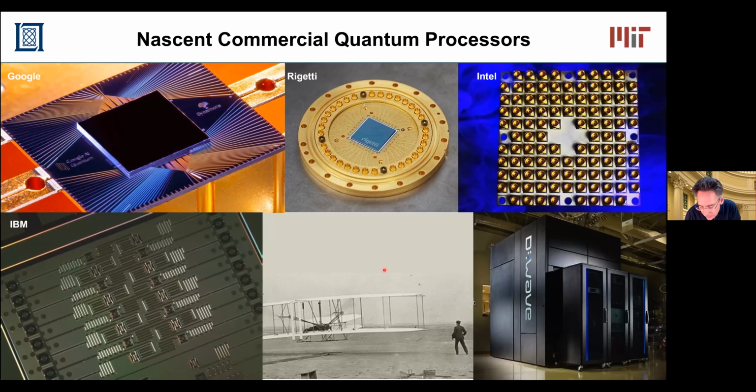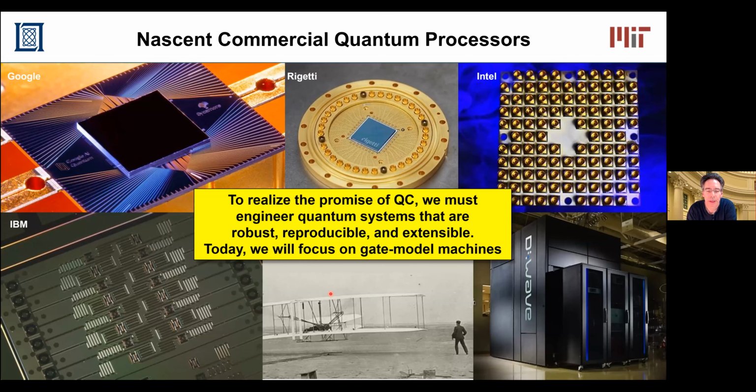I think that this represents well the status of our field right now, that things are just getting off the ground and starting to work. So of course, there's a lot of promise to quantum computing, but if we want to realize it, we need to engineer systems that are robust, reproducible, extensible. And what we're going to focus on today are just the gate model type machines. There are many types, but we're just going to look at gate model.